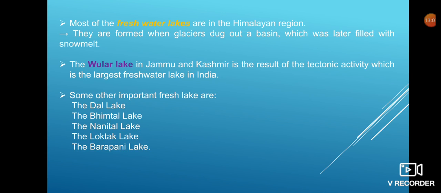The Wular Lake in Jammu and Kashmir is the result of tectonic activity, and it is the largest freshwater lake in India. Some other important freshwater lakes are the Dal Lake, the Bhimtal Lake, the Nainital Lake, Loktak Lake, the Barapani Lake, etc.